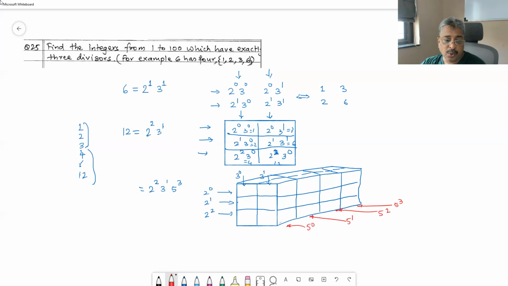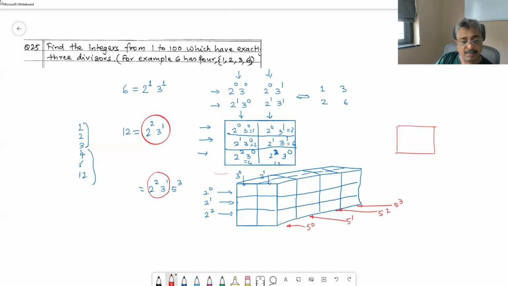If there are only 2 prime factors, then it is only 1 bread slice. If there are 3, then it is a cuboid, a parallelepiped-like structure, and so on. If there are 4, we cannot draw a diagram, but we can always find the number of divisors. So in this case, whatever this number is, how much is this number? 1500. 1500 will have how many divisors?